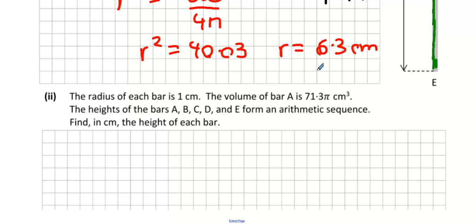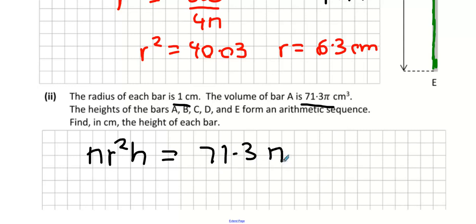Now guys, you ready? So here's what we're going to do. We're going to do volume of a bar, otherwise known as volume of a cylinder. Radius is 1, volume is this, and it's 71.3 pi. What cancels on both sides? The pi will cancel, won't they?